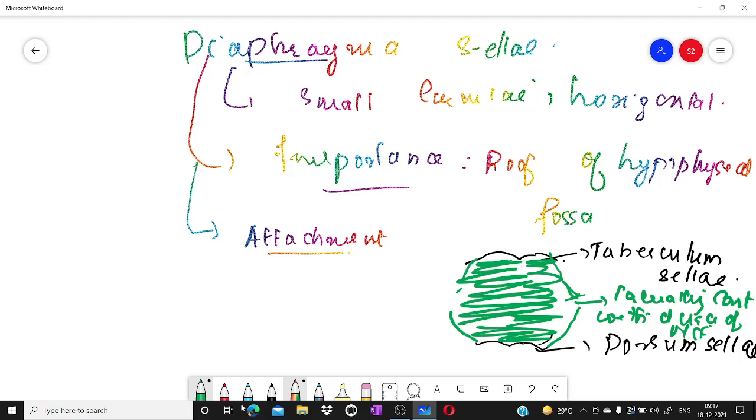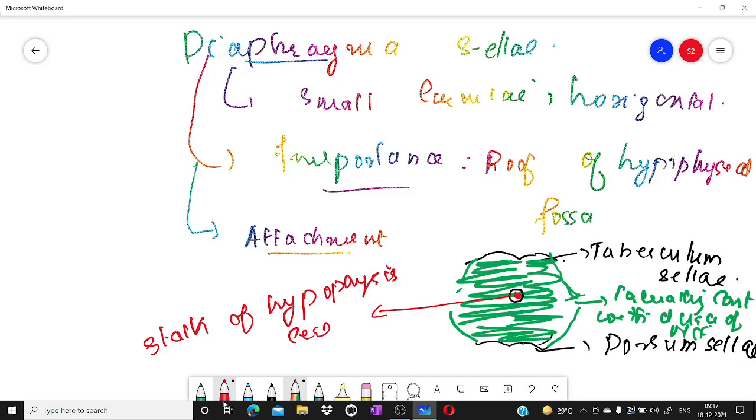And besides this, it has got a central aperture, and through this central aperture we can see one structure. So through this central aperture we are able to see the stalk of the hypophysis cerebri. The stalk of the hypophysis cerebri is passing through the central aperture in the diaphragma sellae.